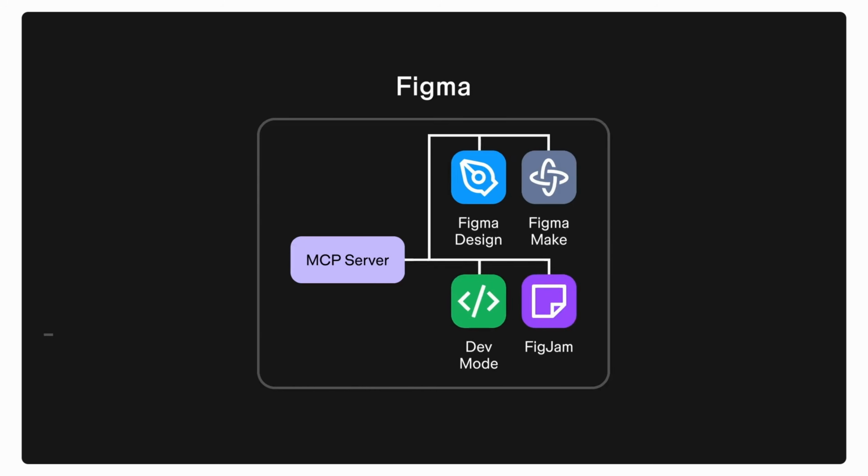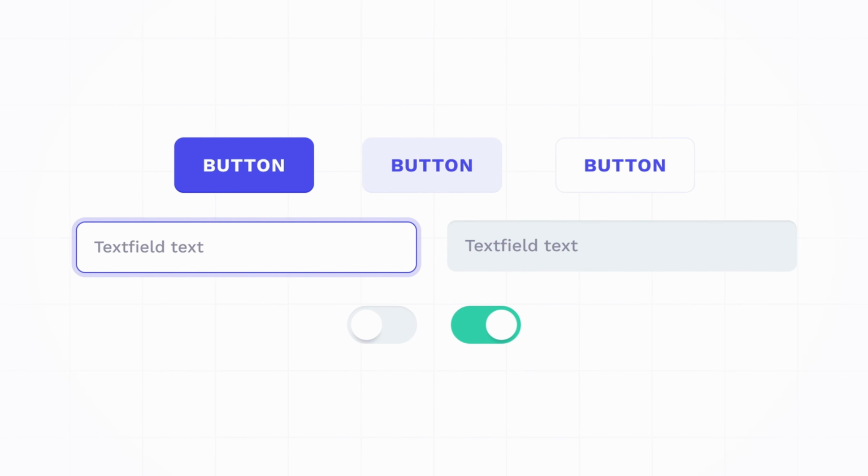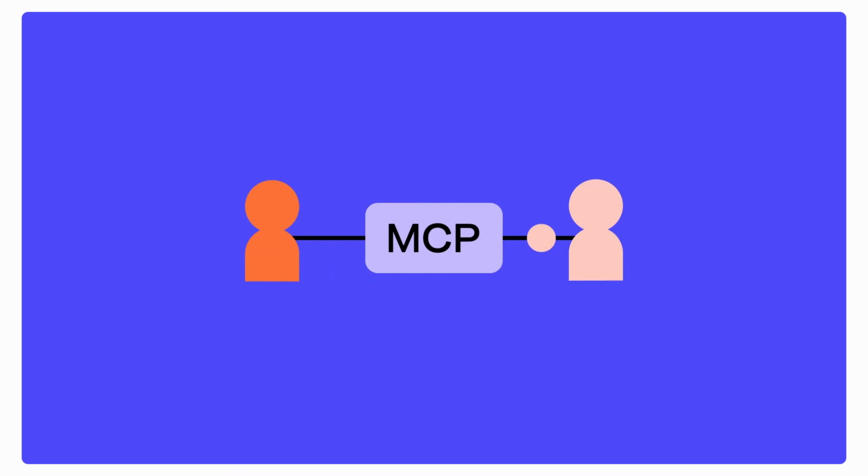MCPs aren't just a feature, it's a shift that changes how AI fits into your process. You go from prompting a clueless tool to working with an AI that has actual context. Your files, your components, your research, your real product. That's what makes the difference between output that's kind of useful and output that's actually production ready.